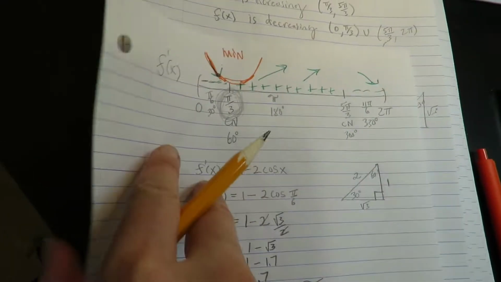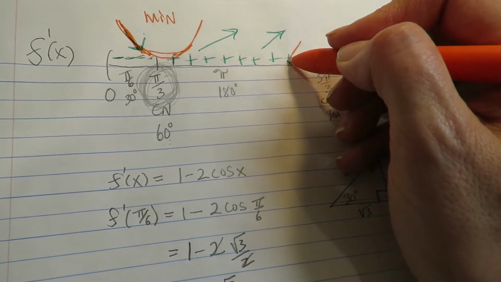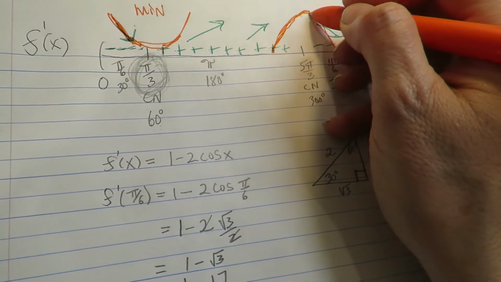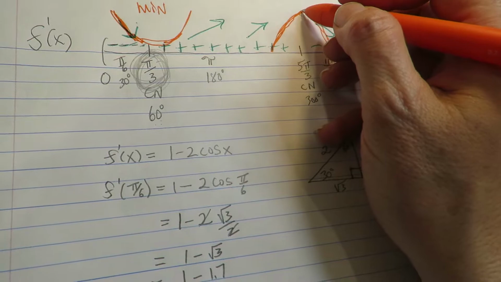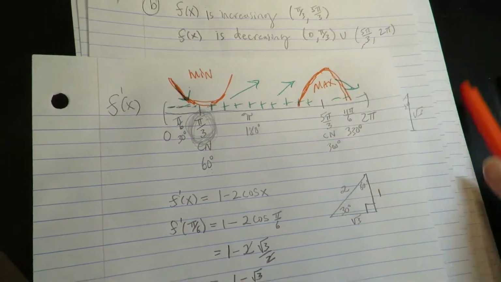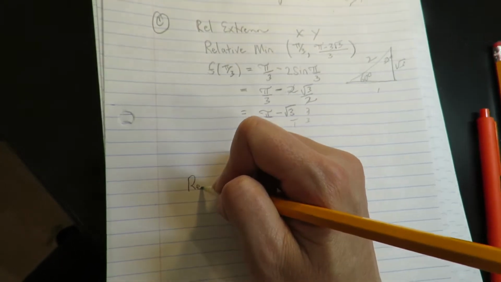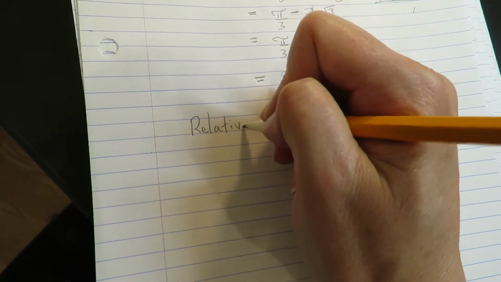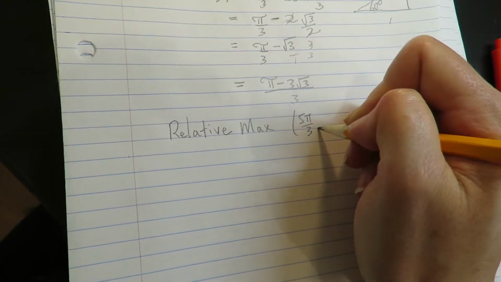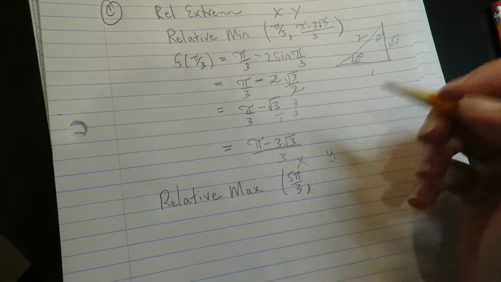All right, let's continue now. You find the other critical number and look to the left of it. To the left of it, it's going up. To the right of it, it's going down. Right, we're doing the first derivative test. The slope goes up, we hit the critical number, the slope goes down. So that's going to make a maximum. So we have a maximum at 5 pi over 3.